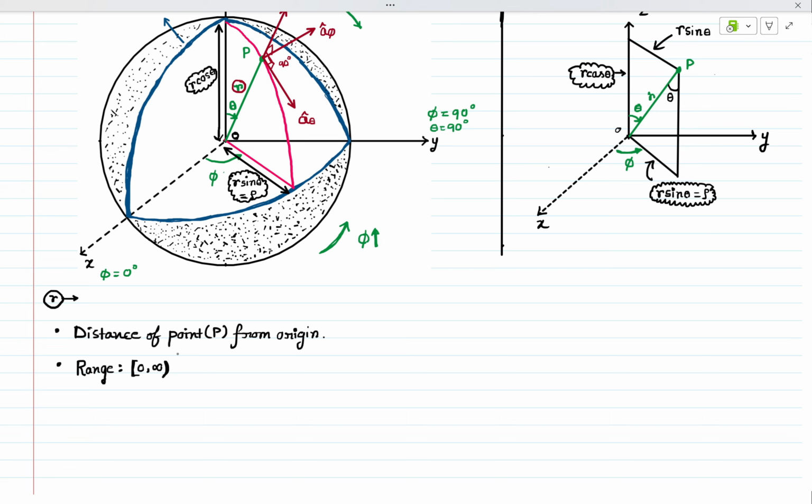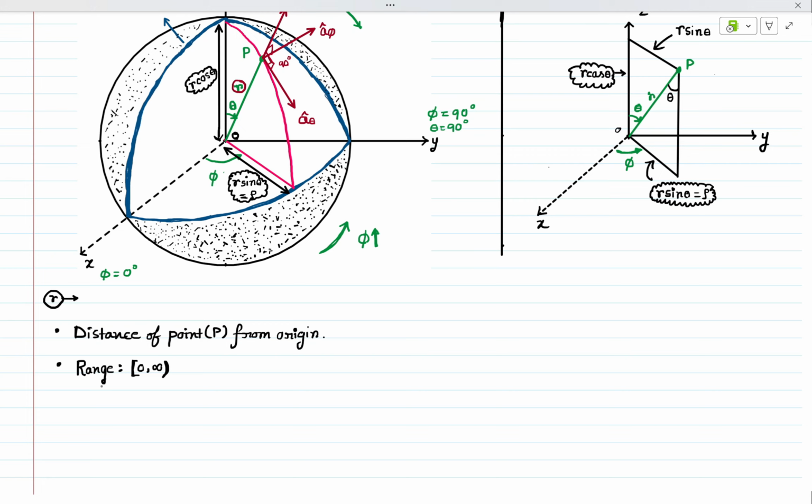Now look at this point. Don't tell me that, sir, you have made a mistake, you have put a parenthesis over here and a bracket over here. Not like that. See, the r equal to 0 value is included in the range. But the r equal to infinite value is excluded. You cannot assign r equal to infinite, because infinite is not a fixed value. So that's why I have given a parenthesis over here. It is an engineering mathematics concept. I think you have learned it. Okay.